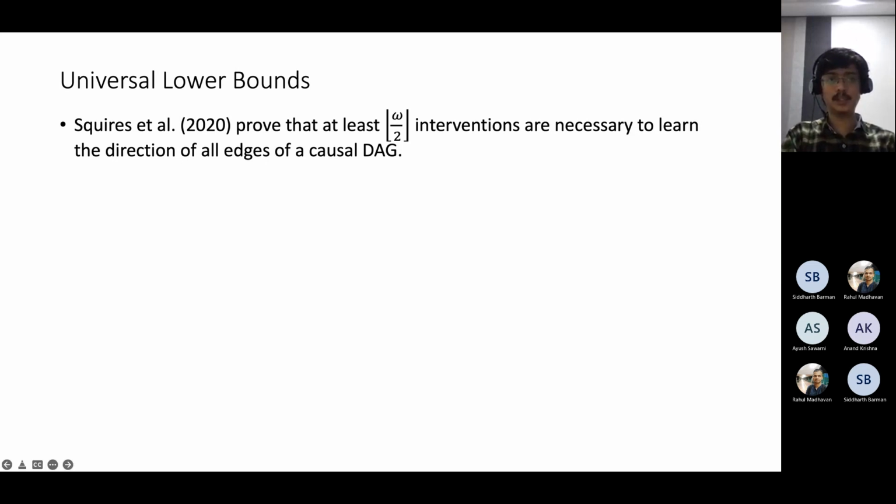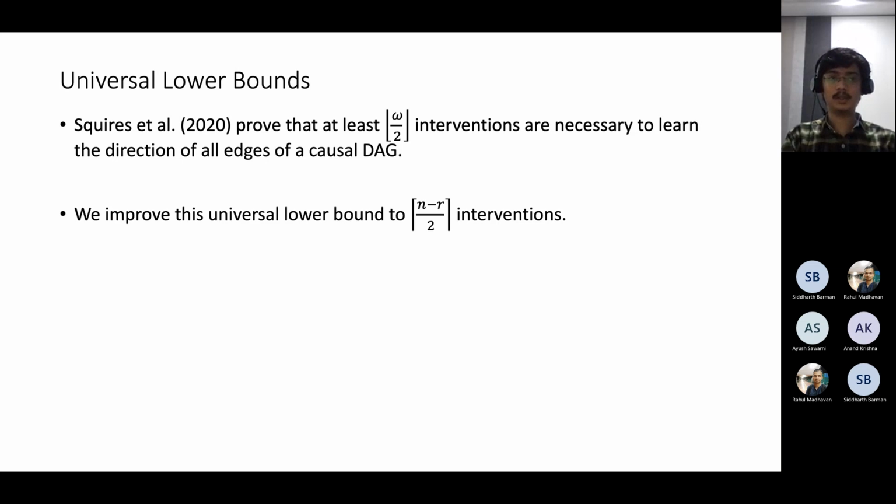So they prove that at least floor of omega by 2 single node interventions are necessary to learn the direction of all edges of a causal DAG. Now in our work, we improve this lower bound to n minus ceiling of (n minus r) by 2 interventions. So we actually prove that this quantity is always larger than omega by 2.